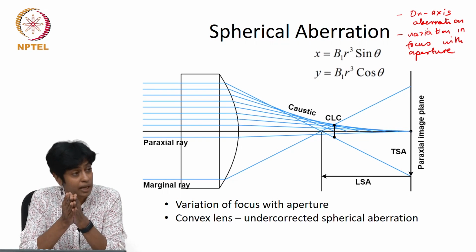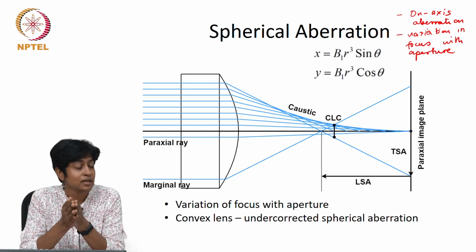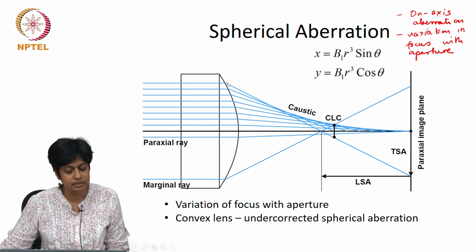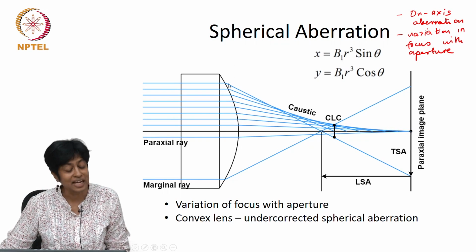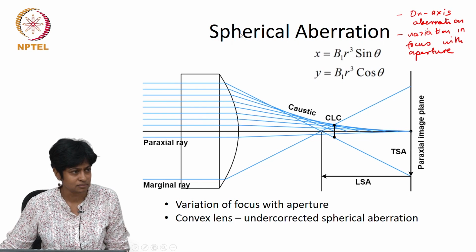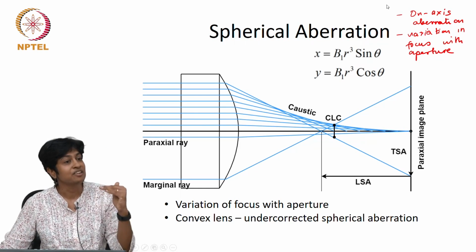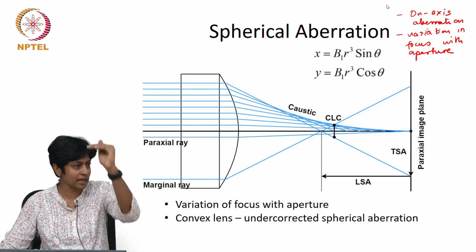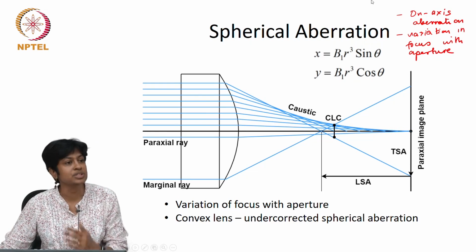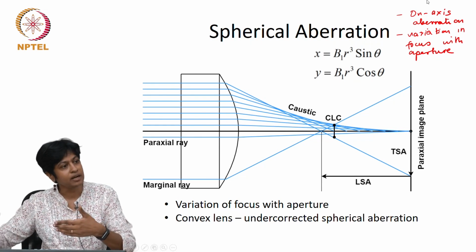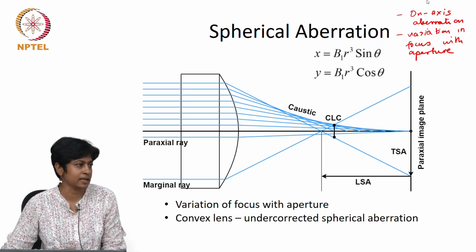But what is going to happen in reality is that different rays, and when I say different rays, I mean the rays that hit the lens at different points. So you can consider each of them as coming at a different height, and therefore that's why we say variation with aperture, because they are at a different height. Each of those rays comes to focus actually at a different location. And that means you have a spread of the focus along the optical axis.